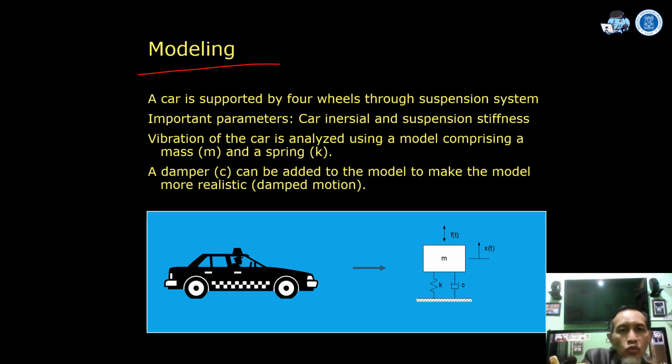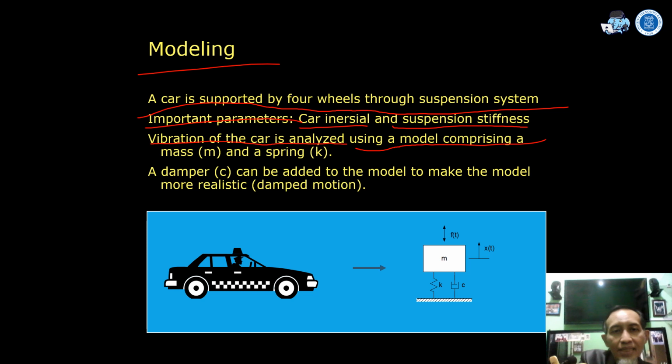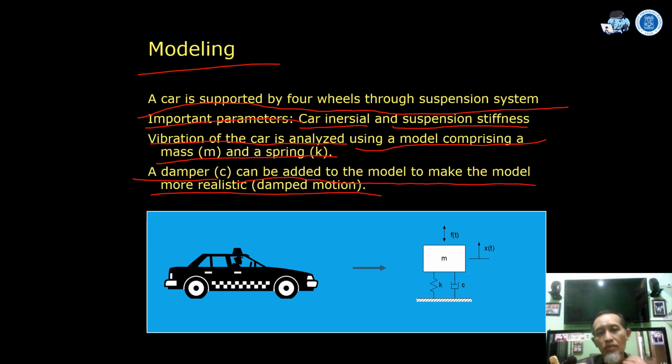A car is supported by four wheels through a suspension system. Important parameters: car inertia and suspension stiffness. Vibration of the car is analyzed using a model comprising a mass and spring. A damper (RC) can be added to the model to make the model more realistic in motion.